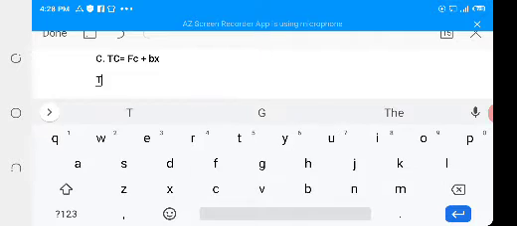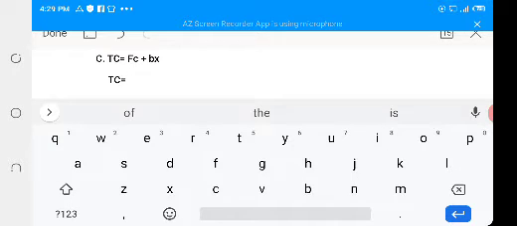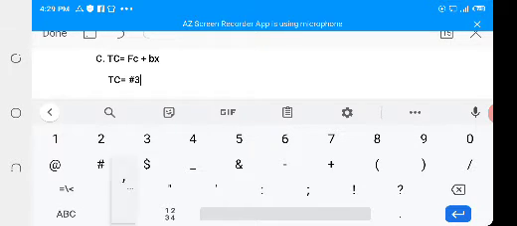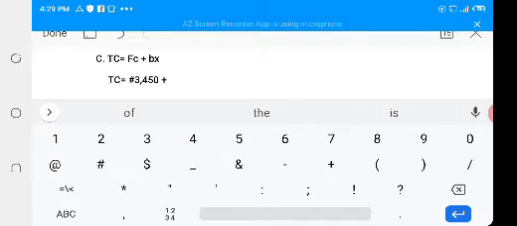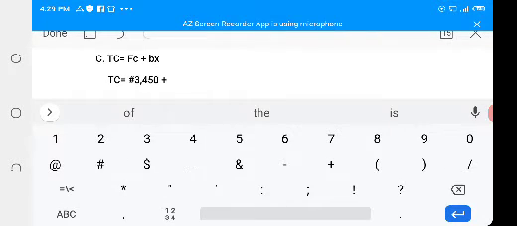Now, our total cost is TC. Remember that we said our fixed cost is always fixed, it does not change. So when we produce 500 units and now want to produce 750 units, the fixed cost will remain the same, which is 3,450. Our B is the variable cost per unit, which is 10.8, while the activity level is 750.